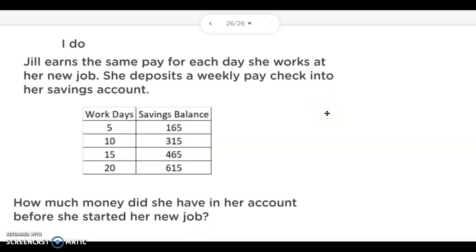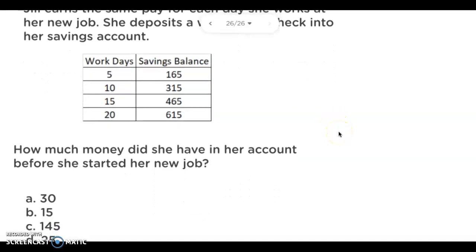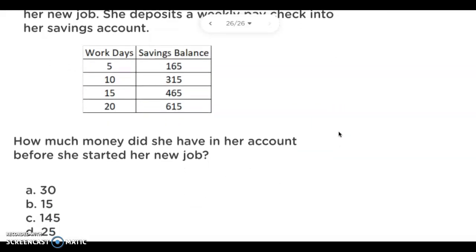All right. Jill earns the same pay for each week she works at her new job. She deposits a weekly paycheck into her savings account. There's a table that represents that. The question is, how much money does she have in her account before she starts her new job? Now, remember the four questions. Is it asking you if it's proportional or non-proportional? No. Is it asking you for the equation? No. So we know it's either asking me for the slope or the y-intercept.